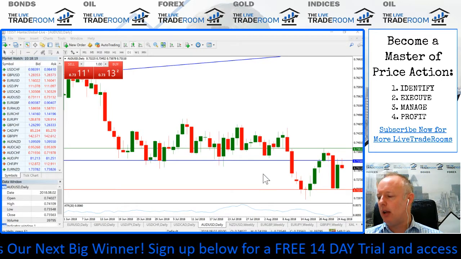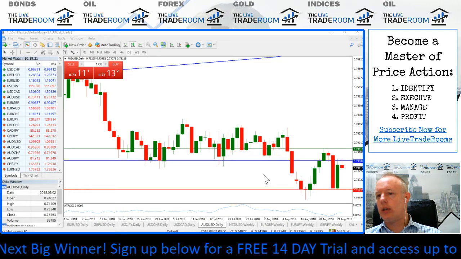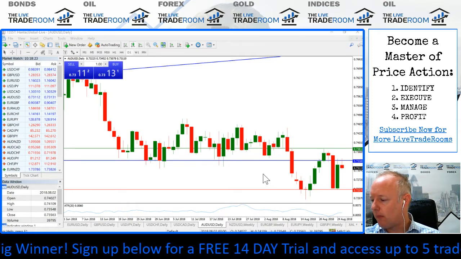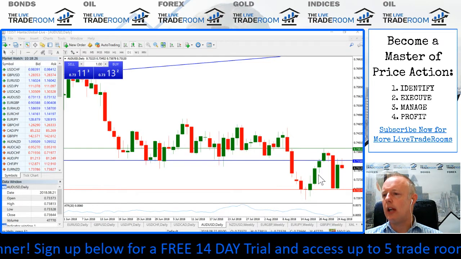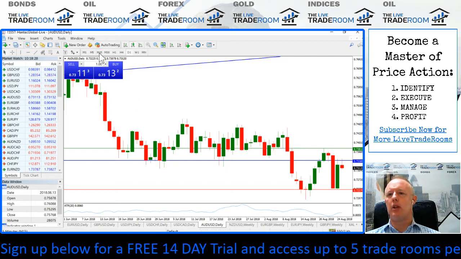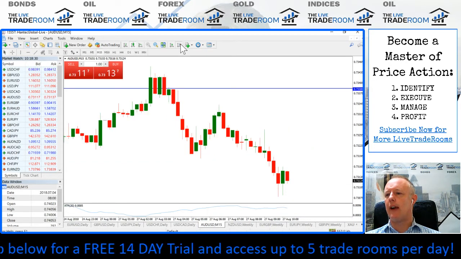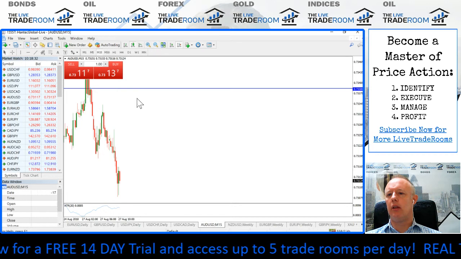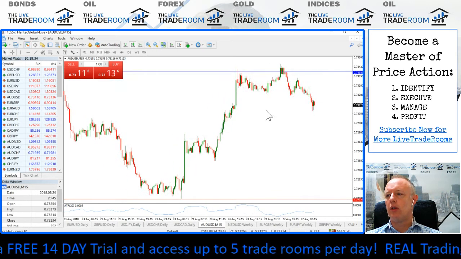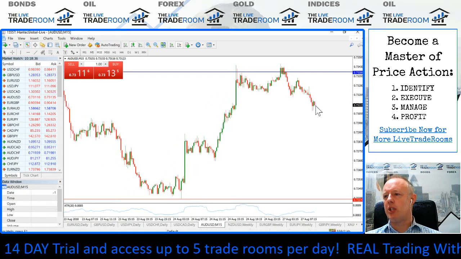So we'll keep an eye on the Aussie dollar to the downside and see if it gives us some opportunity on a smaller time frame. So we're already sort of creating this bit of structure in here, and we're just flushing lower.